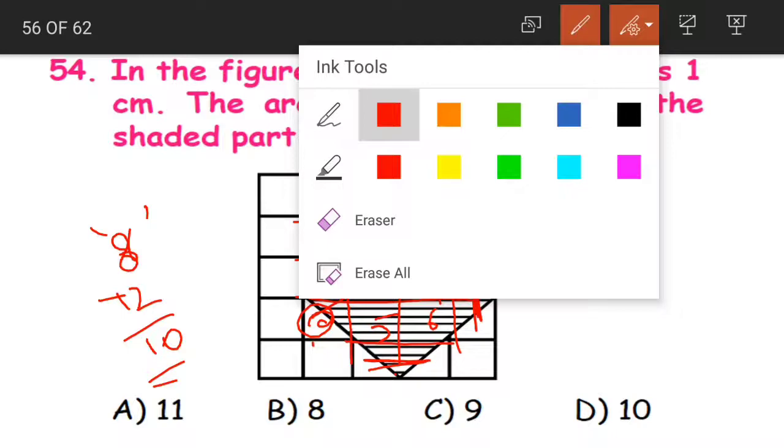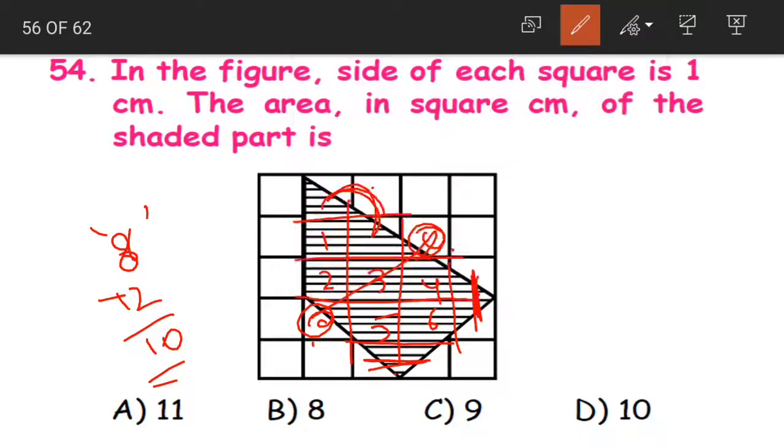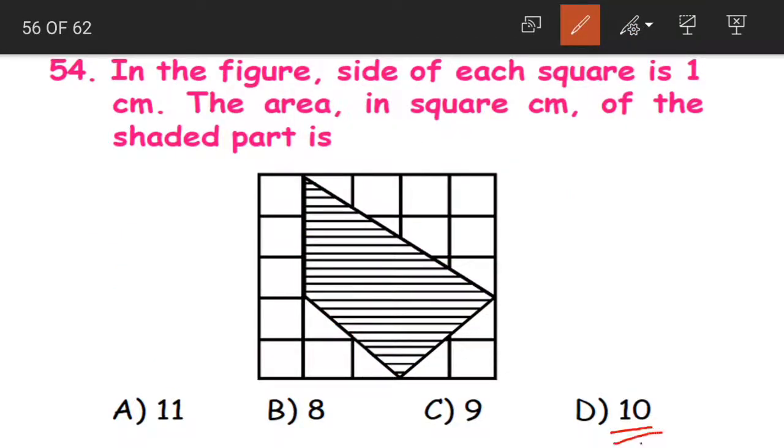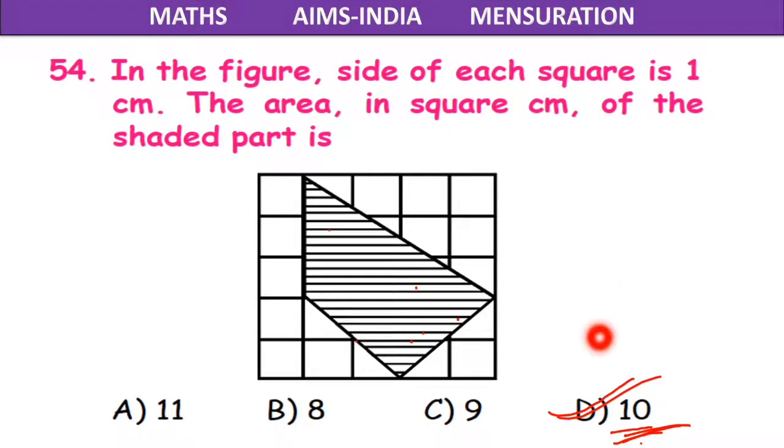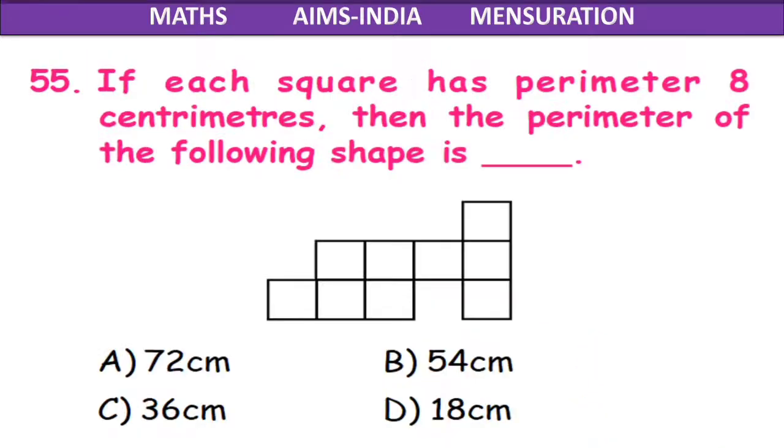So what will be the area, children, here? Area will be equal to 10 square centimeters. We are having 10 squares here. So the area becomes 10 square centimeters. That is nothing but option D, 10. Here we are given a few squares. First we have to calculate the number of total squares here, and then also convert the partial squares into total squares to get our total area of the shaded part.